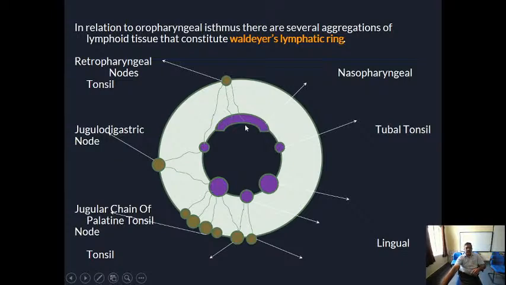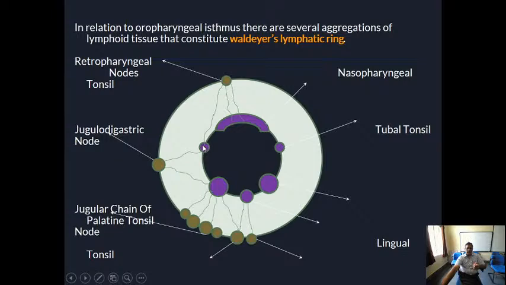Now, these are the Waldeyer's ring. There is an inner ring which you see as the violet one, and the other lymph nodes form the outer ring. Now let us concentrate on the inner ring. Now, the nasopharyngeal tonsil or the adenoids is in the roof of the nasopharynx.